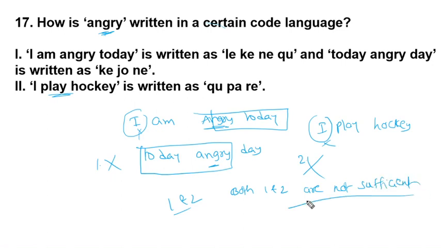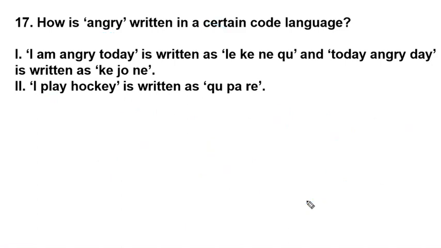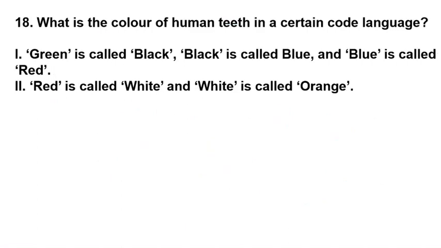Okay, getting everyone? Then chalo, let's go for the next question. So look at this, one of the other concept based on coding and decoding, specifically substitution coding. What is the color of human teeth? We know that human teeth will be white in color. Okay, so according to first statement, green is called black, black is called blue, blue is called red. There is no white. So one, not sufficient.